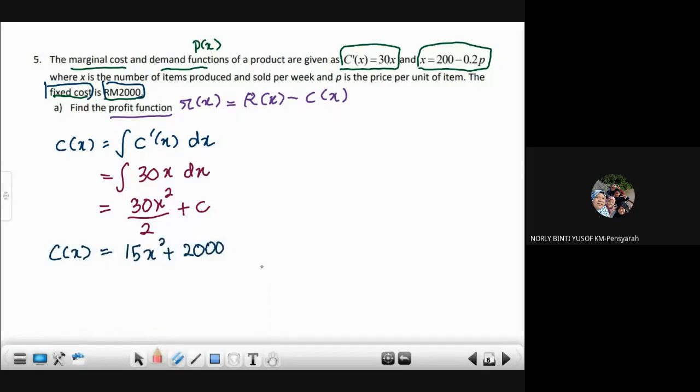Lepas tu nak cari revenue function. So, revenue function kita tahu formula dia adalah X times price function lah ataupun demand function. Tapi you punya formula ni dia tak cantik lah kan, X as a topic. So, you pindah lah. Ni pindah sini. Jadi 0.2 P sama dengan 200 tolak X. So P will be 200 divided by 0.2 dengan X also divide by 0.2. Okay, so you akan dapat dekat situ adalah 200 divided by 0.2, you dapat 1,000.